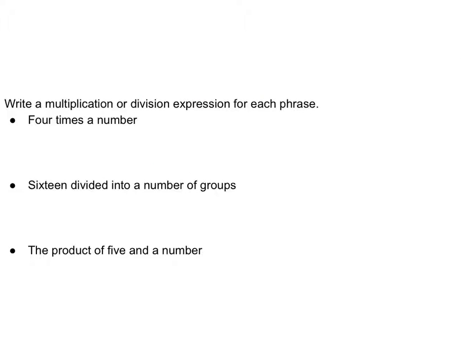Go ahead and pause the video. Write an expression for these 3 problems. Use n as your variable, and then hit play and see how you did. So for 4 times a number, you should have written 4n. For 16 divided into a number of groups, 16 divided by n. And the product of 5 and a number, we would write that as 5n.